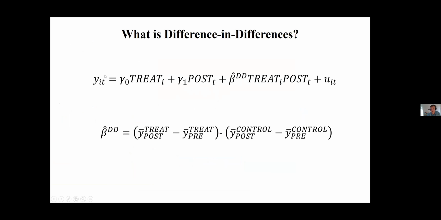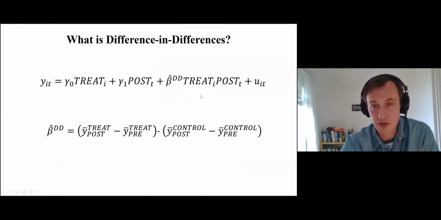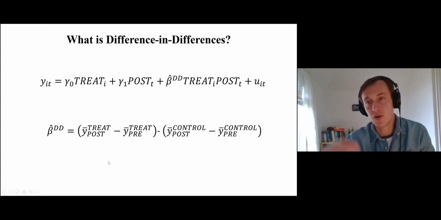So like death rates, for example, on a dummy for the treatment group, a dummy for the post period, and an interaction of treat times post. So beta hat diff-in-diff from this regression is algebraically identical to beta hat diff-in-diff that you calculate by taking the average outcome for the treatment group in the post period, subtracting off the average outcome for the treatment group in the pre, and then further subtracting off that same difference for the control.